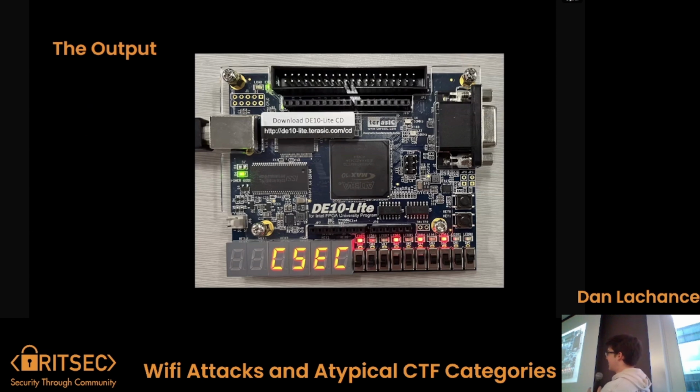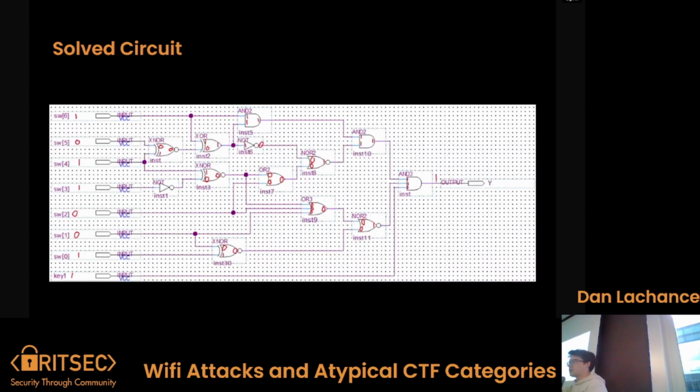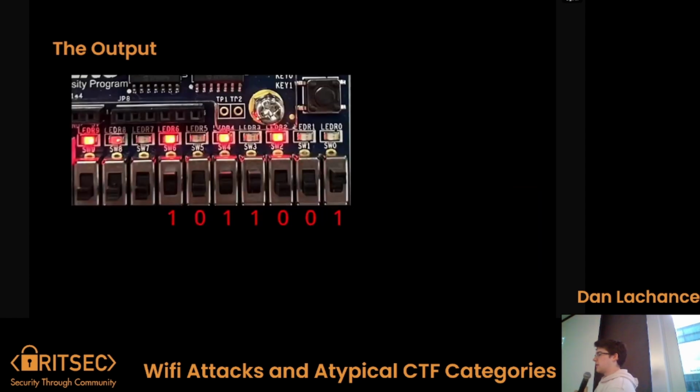Yeah, and so this is the output. That's the D10 Lite FPGA that they were all given, and it came pre-flashed. I'll talk about that in a minute, but down there on the bottom, let's get a closer look. That is our input sequence. As you can see, it matches the solved circuit, 1 0 1 1 0 0 1 1. Hey, look at that. And the extra 1 at the end is key 1, which is literally just a button in the top right of the image.